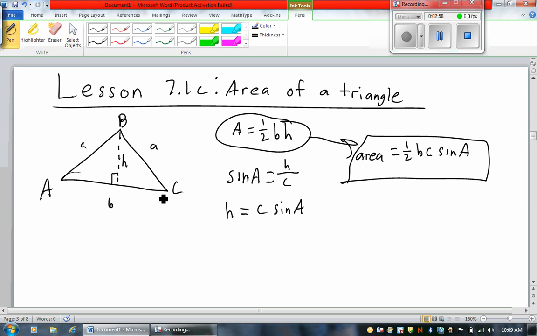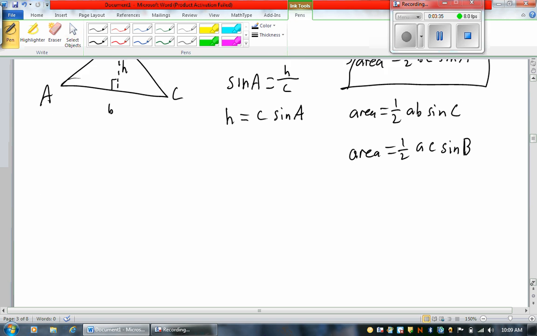Or, of course, instead of writing that, it's just any angle and the two sides with it. So it could also equal 1/2 ab sine of C, or 1/2 ac sine of B. My little trick for remembering these: I don't want any letter repeated. And that's specifically for the area formula. So let's take a look at an example of this.